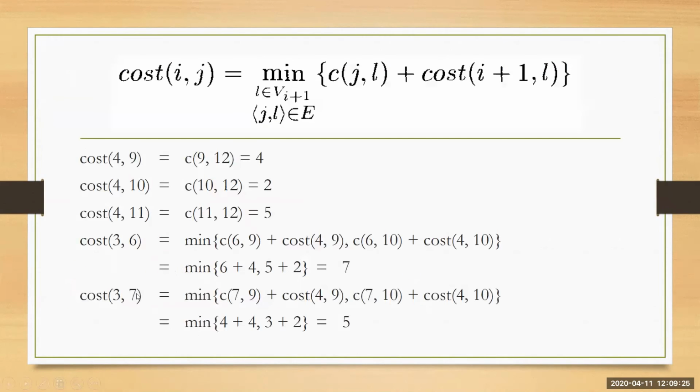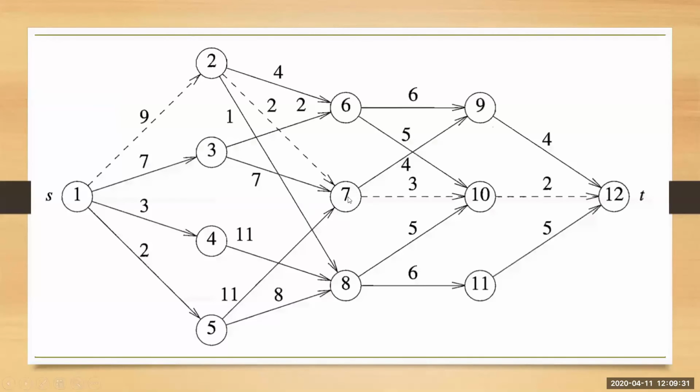Similarly, cost of 3 comma 7 means cost of vertex number 7 at stage number 3, that is cost of 3 comma 7.